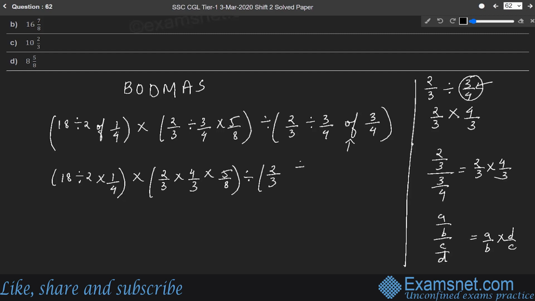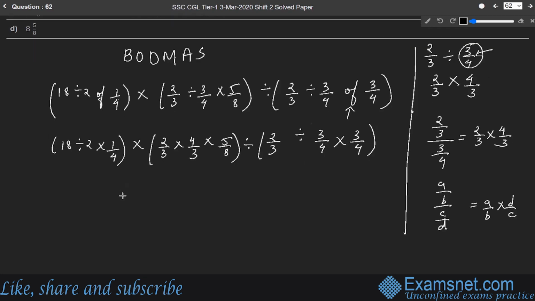So 2 by 3 divided by 3 by 4 into 3 by 4. All right, now this will be cancelled. 2 ones are 2 and 2 twos are 4. Now 18 divided by 1 by 2. Okay, what is the remaining term here? 1 by 2 multiplied by.